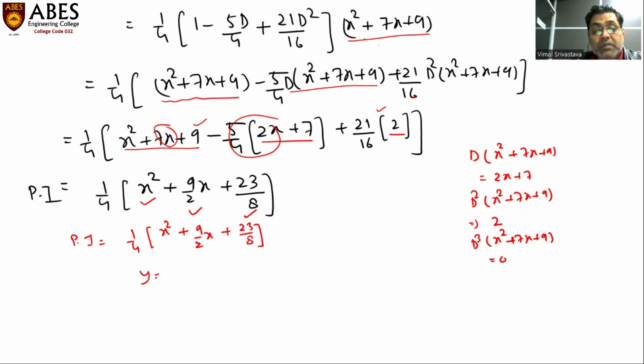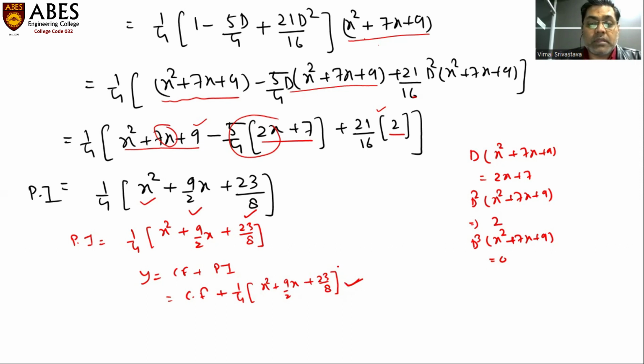So the complete solution will be CF plus pi. You will calculate CF, and the pi part is 1 by 4 x square plus 9 by 2 x plus 23 by 8. So this is the complete solution.